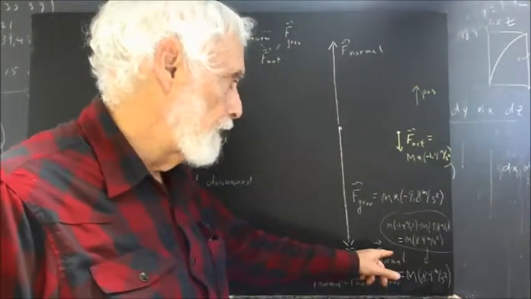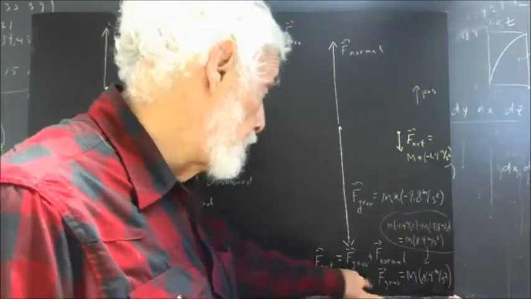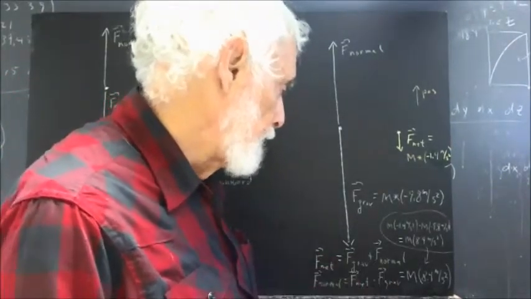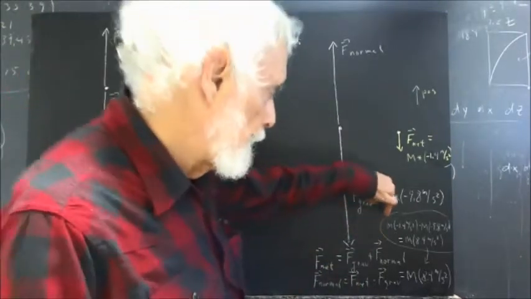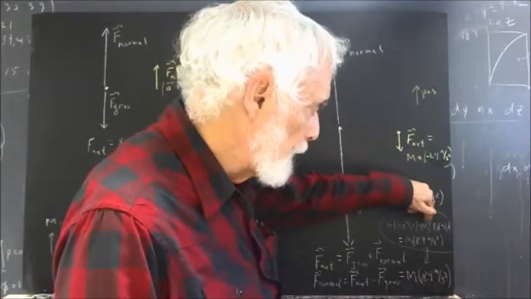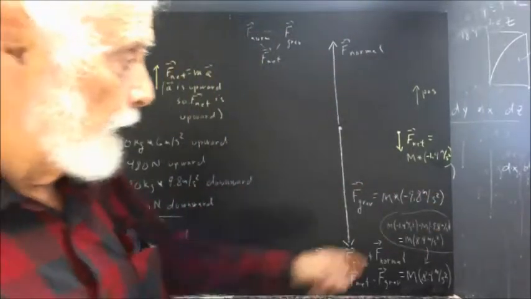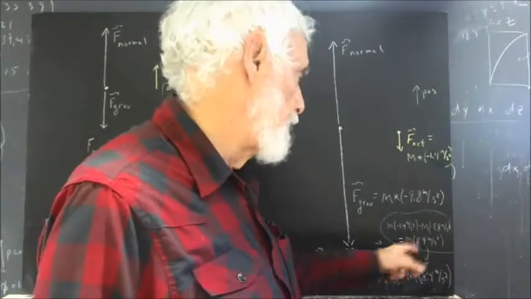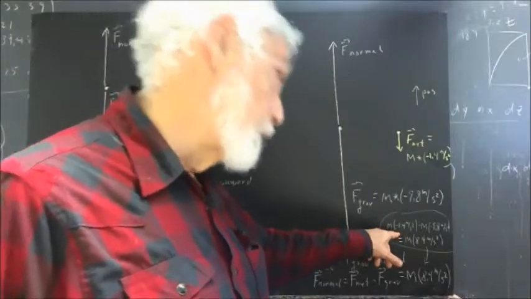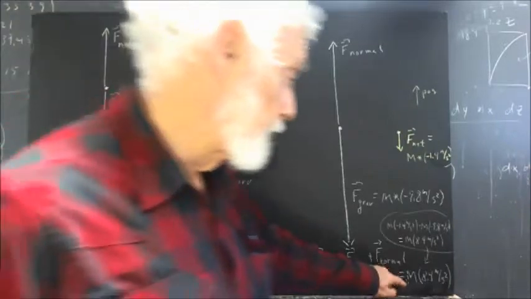The only one we don't have an expression for is the normal force, so we'll subtract the gravitational force from both sides. So now we have net force minus gravitational force. That's mass times negative 1.4 meters per second squared minus the mass times negative 9.8 meters per second squared. Subtracting a negative means we're going to add mass times 9.8 meters per second squared to the mass times negative 1.4 meters per second squared, giving us mass times 8.4 meters per second squared.